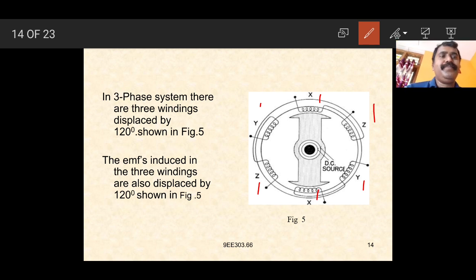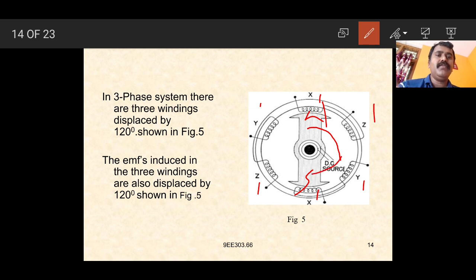So when the north pole is exactly under the influence of X1, the EMF induced is maximum. Whenever the north pole moves in the clockwise direction as the rotor rotates, it comes exactly under the influence of Z1 after another 120 degrees, and the EMF induced is maximum. So in all three windings the EMF is induced, and the displacement between all three windings is 120 degrees.